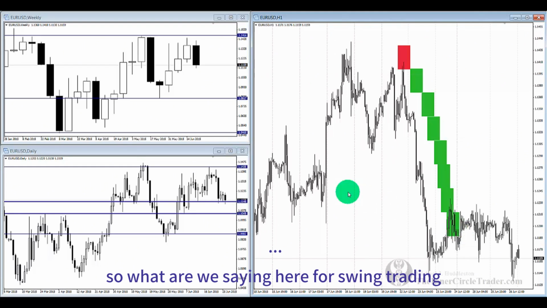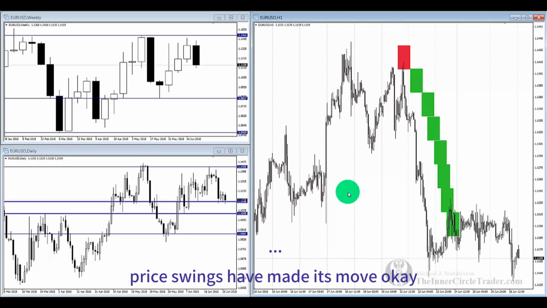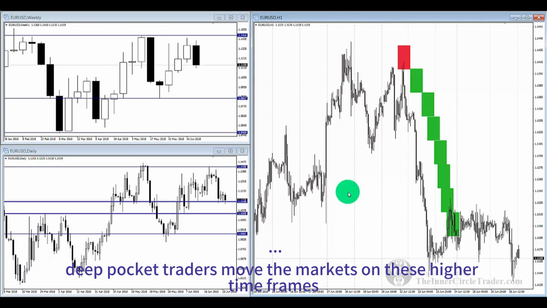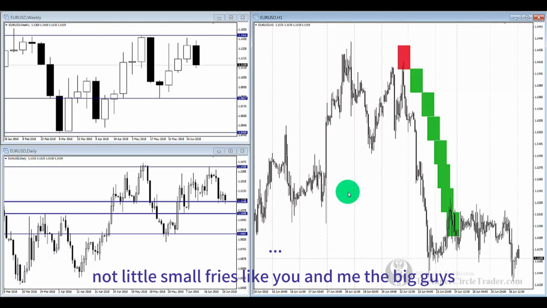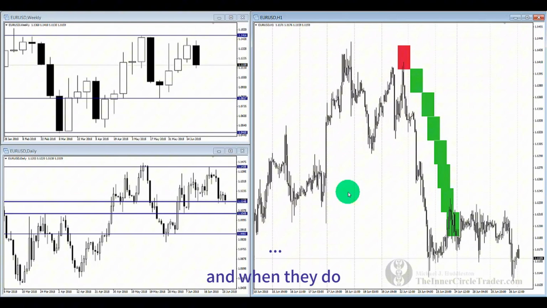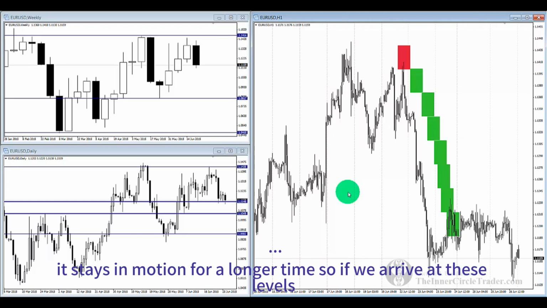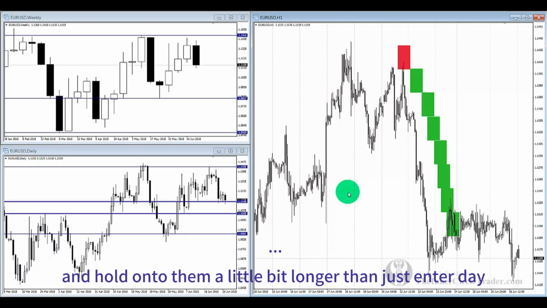Okay, so what are we saying here for swing trading? The idea is you go through the higher time frames, look for key support resistance levels, highs and lows, because that's going to show you where the intermediate term price swings have made its move. Okay, and we understand that the big deep pocket traders move the markets on these higher time frames, not small retail traders, not little small fries like you and me. The big guys, the large institutions, have the money to move price on these higher time frames, and when they do, it stays in motion for a longer time. So if we arrive at these levels, we can take trades with a longer term perspective in mind and hold on to them a little bit longer than just intraday day trading.